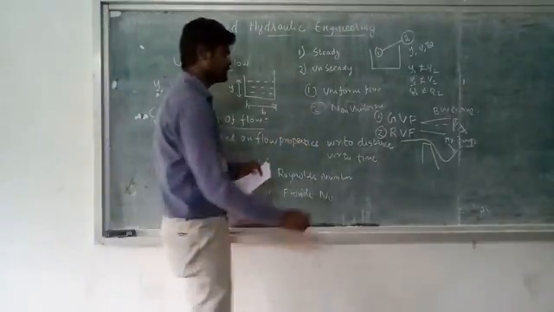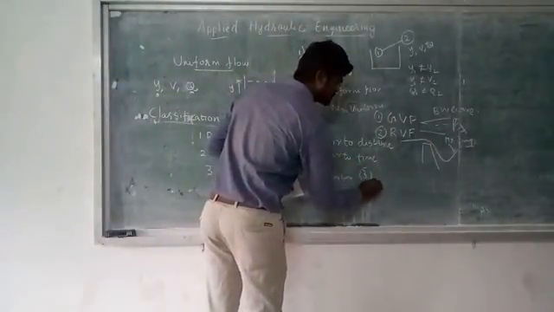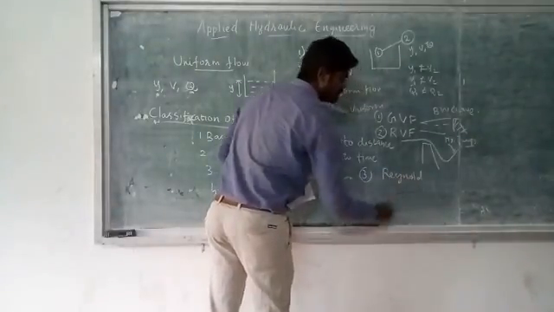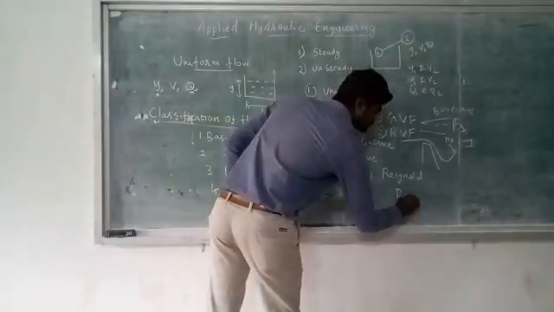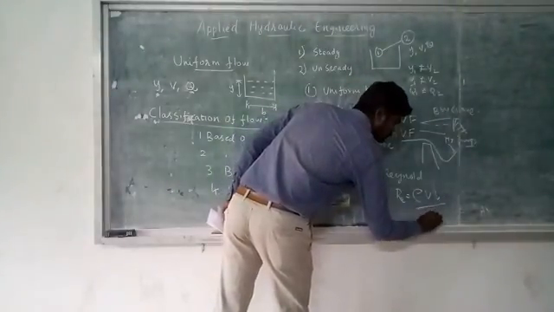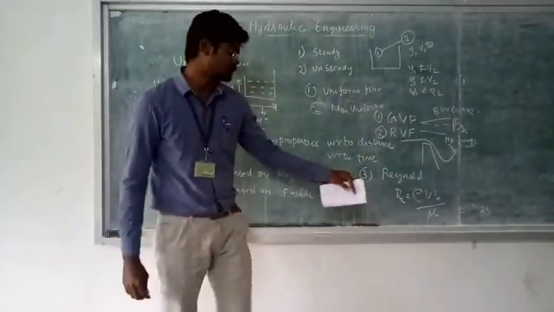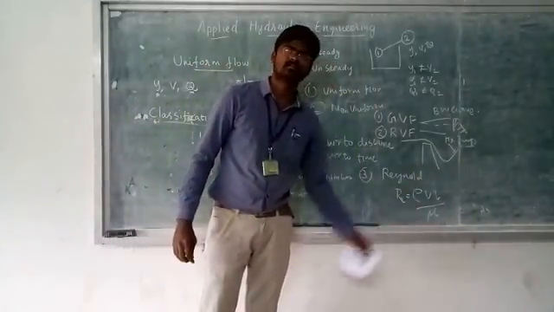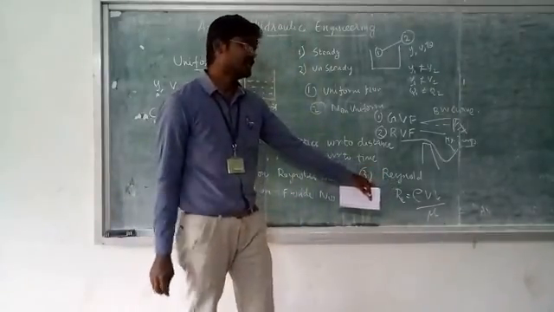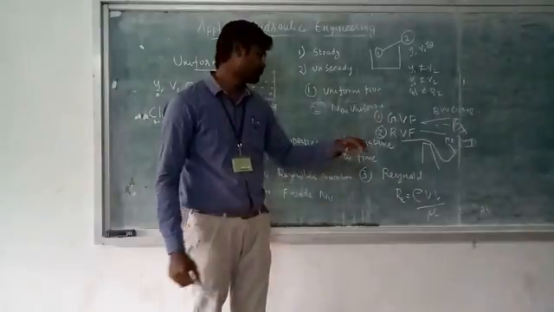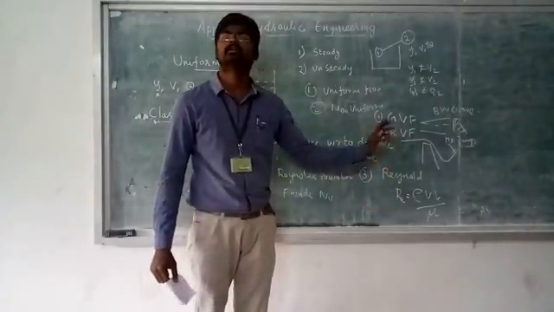The third classification is based on Reynolds number. As we know the formula, Re is rho V L by mu, where rho is the density of the water, V is the velocity of the water, L is the length, and mu is the viscosity of the water. We can classify it into two types: number one, laminar flow, and number two, turbulent flow.